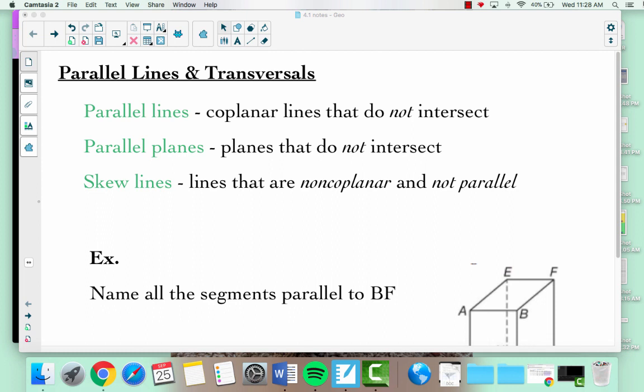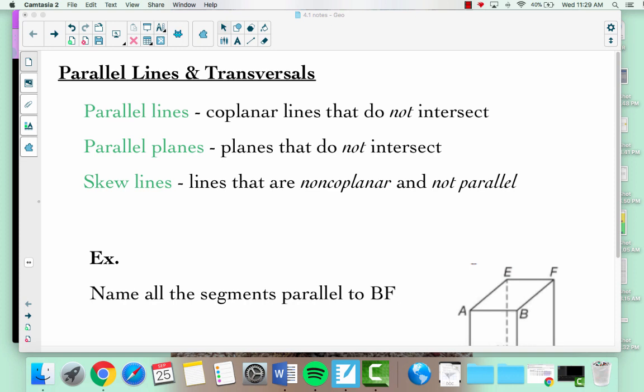Today's video is going to be over parallel lines and transversals. We have three vocab words we're going to go ahead and start with, so you want to make sure you write these down. The first one is parallel lines. Parallel lines are coplanar lines that do not intersect. Coplanar, if you remember from Unit 1, means that they're in the same plane. And obviously, if they don't intersect, that means they don't touch or cross.